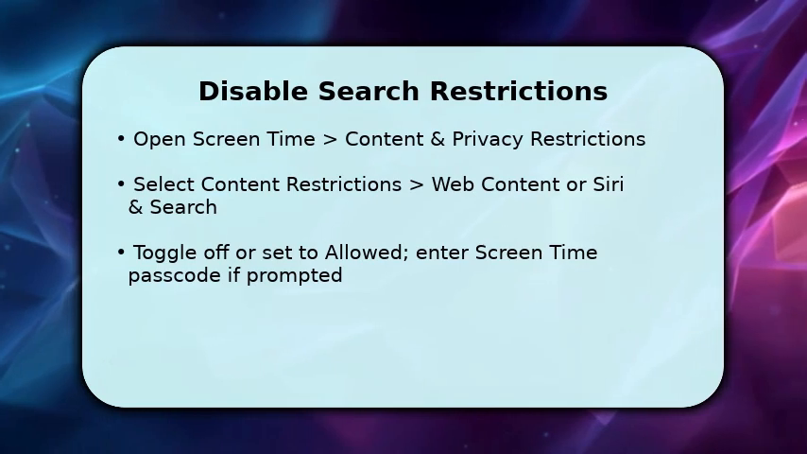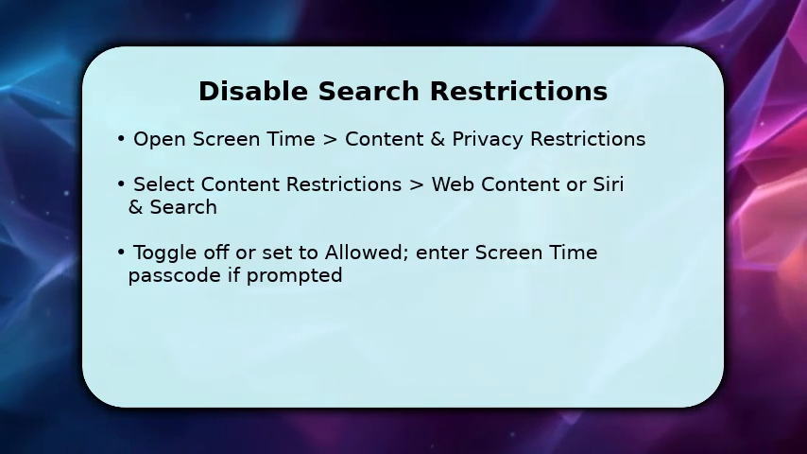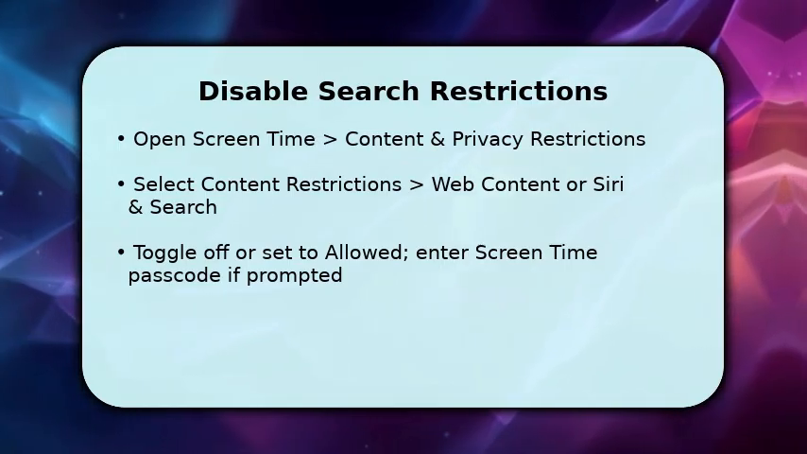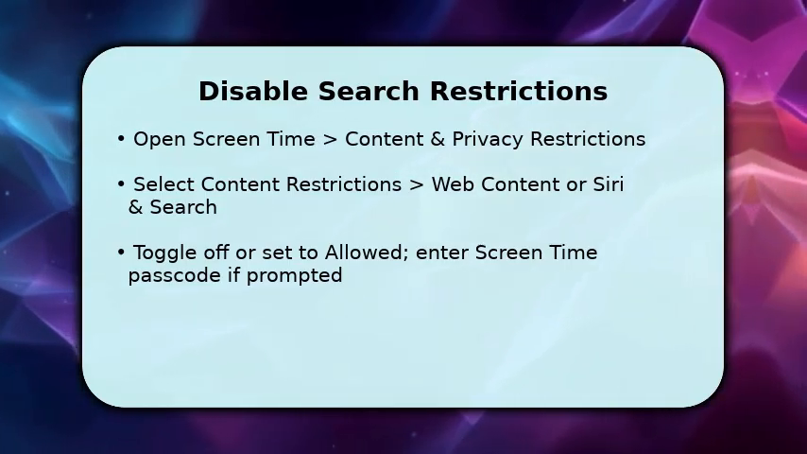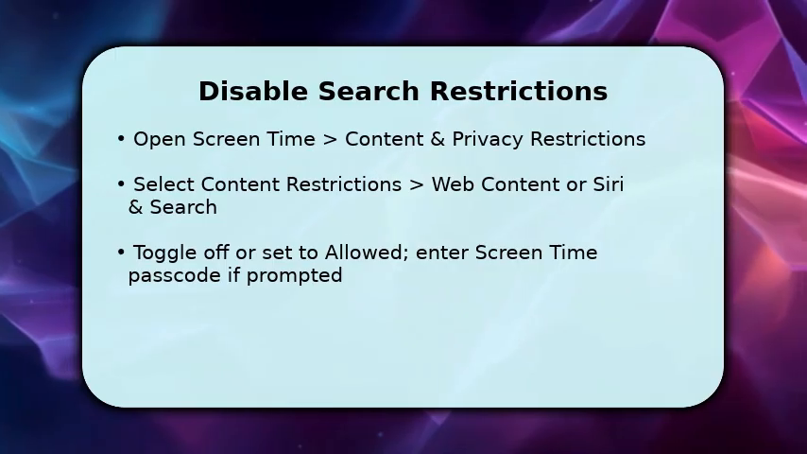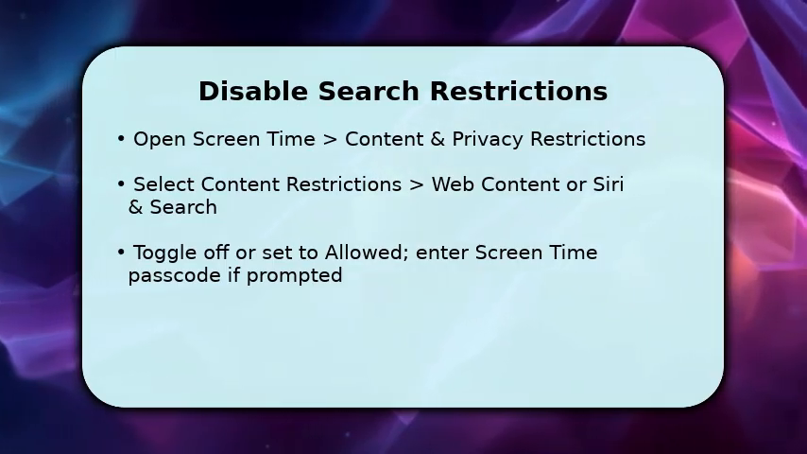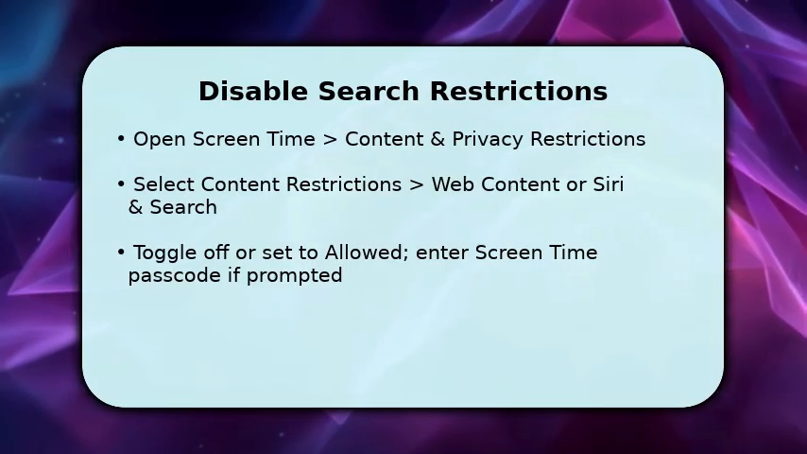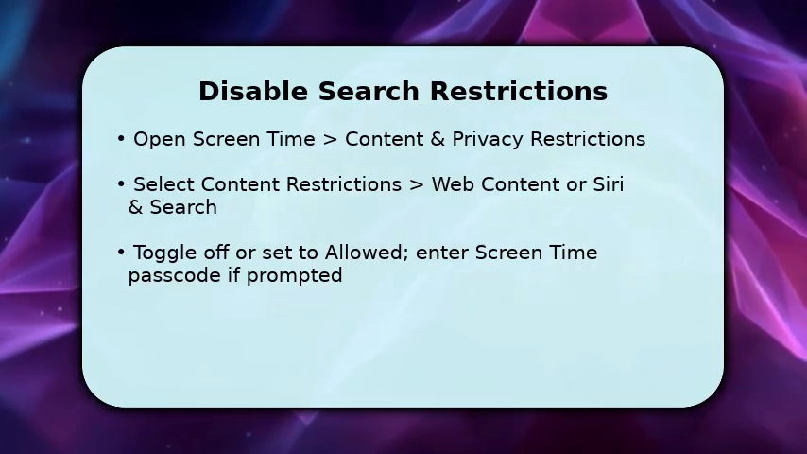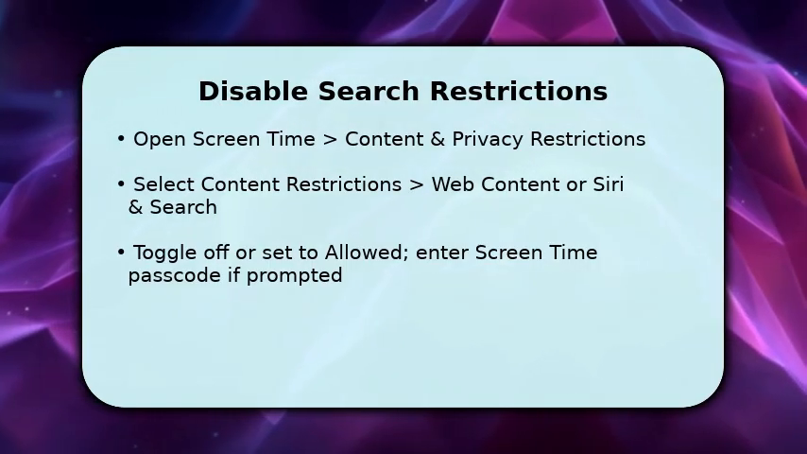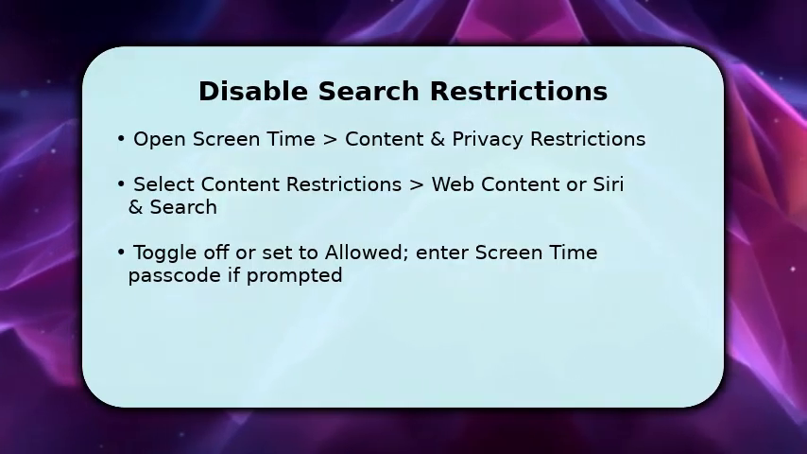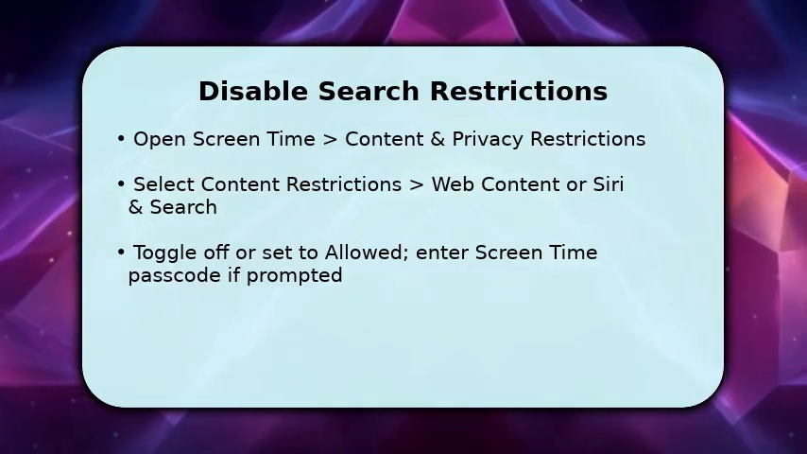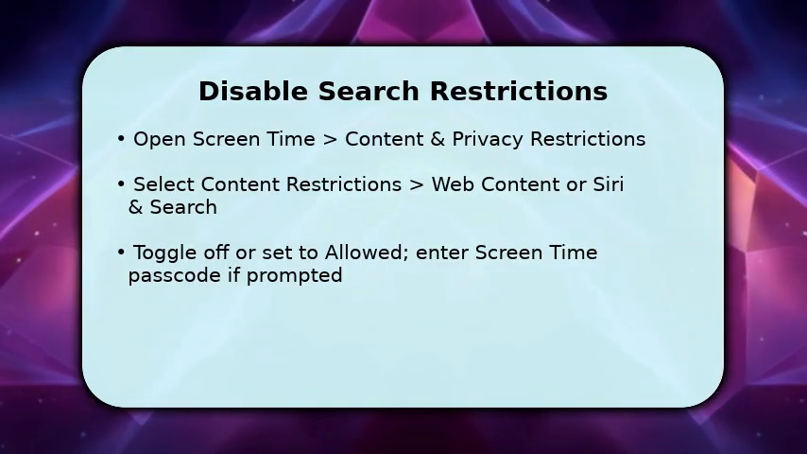Inside Screen Time, go to Content and Privacy Restrictions and unlock it using the Screen Time passcode. This authorizes changes. Then choose Content Restrictions and find Web Content to set to Allowed, which removes filters for Safari and system searches. Also check Siri and search settings. Allow search content and toggle off restricted suggestions if needed, because Siri can still block items. Make sure to confirm each change. Some require you to press back to save.